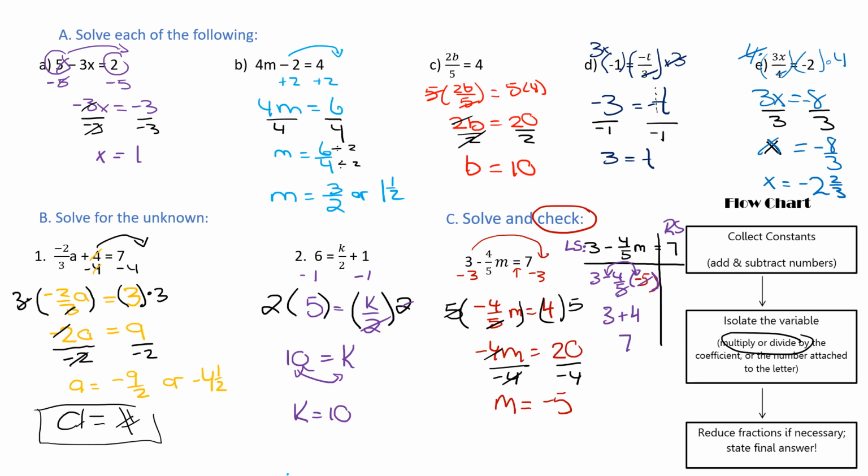That gives me a 7. And my right side was also a 7. If you get your left side and your right side to equal each other, it means your answer is right. It doesn't mean the answer is 7, not at all. All it means is you balanced both sides of your equation. They both balanced to equal 7. But that balancing only happens when m is negative 5. So this is the correct answer here. Therefore, we know we are right. m equals negative 5.